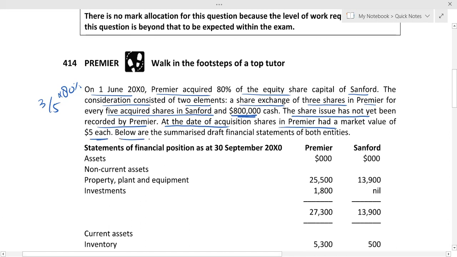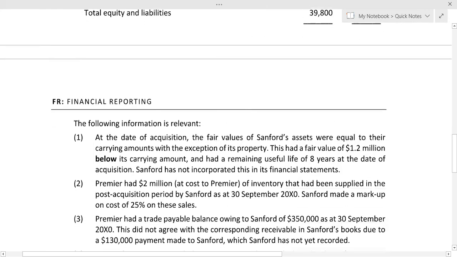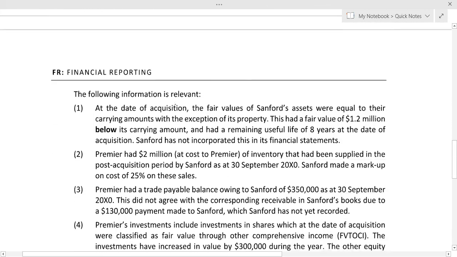Fine. Below are the summarized draft financial statements of both entities. Statement of financial position, we have non-current assets, property, plant and equipment, investments. The following information is relevant. At the date of acquisition, the fair value of Sanford's assets were equal to their carrying amount with an exception of its property. This had a fair value 1.2 million below its carrying amount.